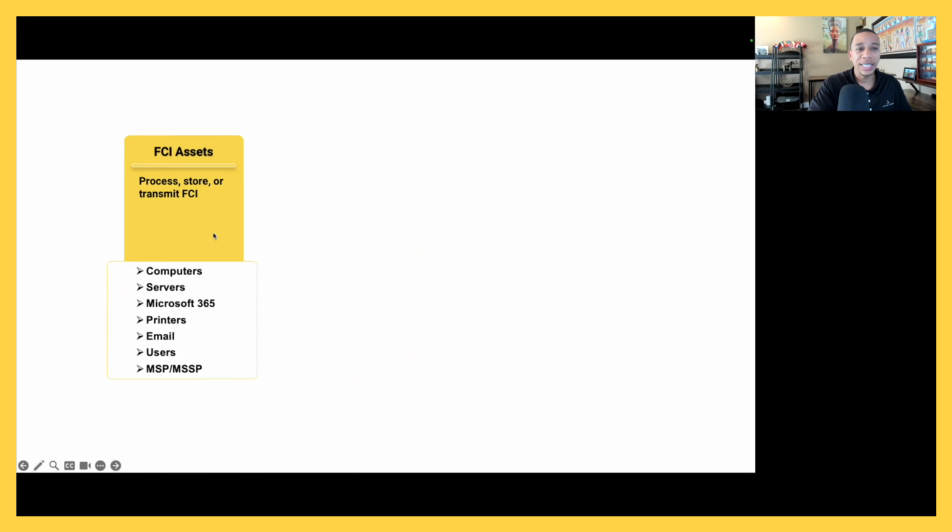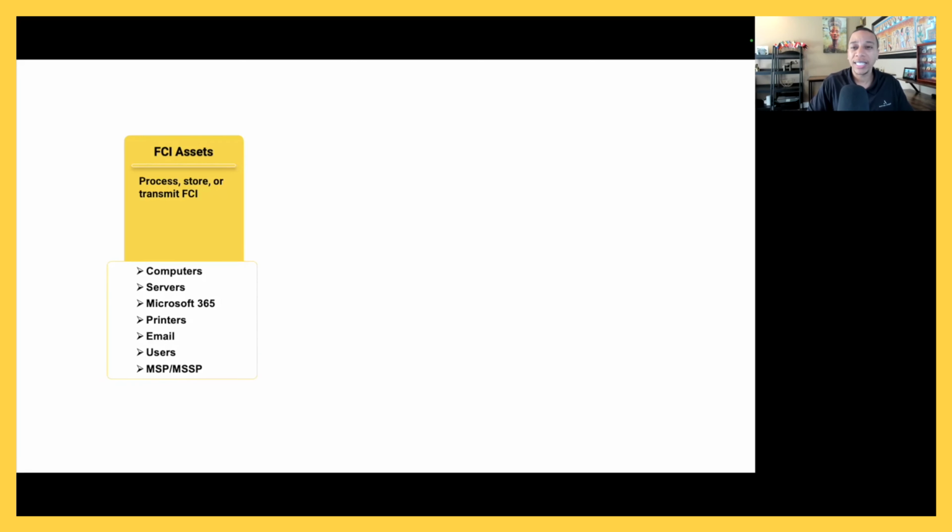As we just discussed in detail, the FCI assets process, store, transmit FCI. That's just some examples of assets. This list is not exhaustive, but just some examples of assets that can process, store, transmit FCI. I mentioned computers, laptops, servers, your Microsoft 365, AWS, Google Drive, Dropbox. Also, can't overlook your MSP, external service provider, users, those all can be in scope as FCI assets. And anything that you categorize as an FCI asset are part of the CMMC self-assessment scope for Level 1.